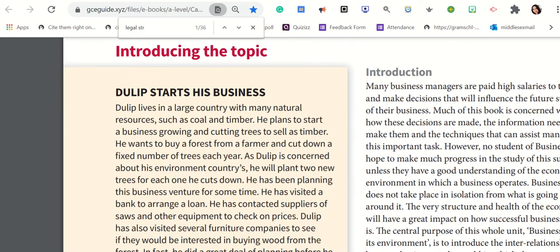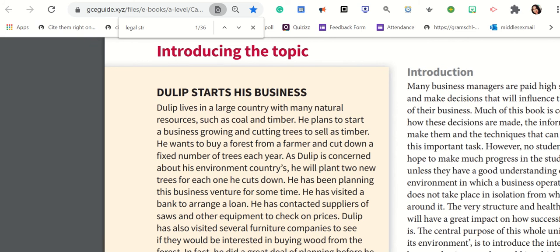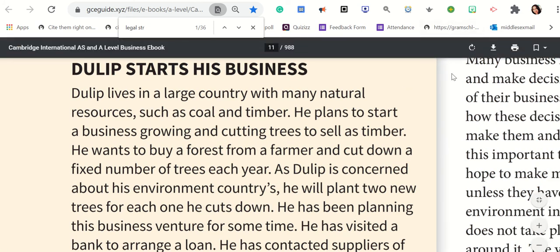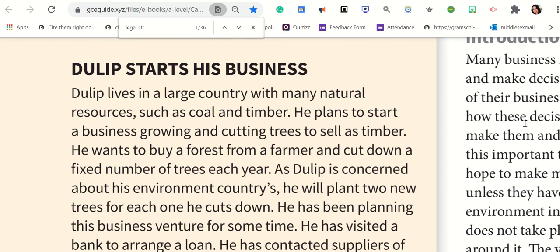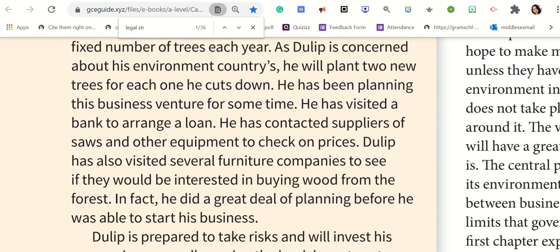Now let's look into a start activity with a case study. Dulip starts his business. Dulip lives in a large country with many natural resources such as coal and timber. He plans to start a business growing and cutting trees to sell as timber. He wants to buy a forest from a farmer and cut down a fixed number of trees each year. As Dulip is concerned about his environment, he will plant 2 new trees for each one he cuts down.